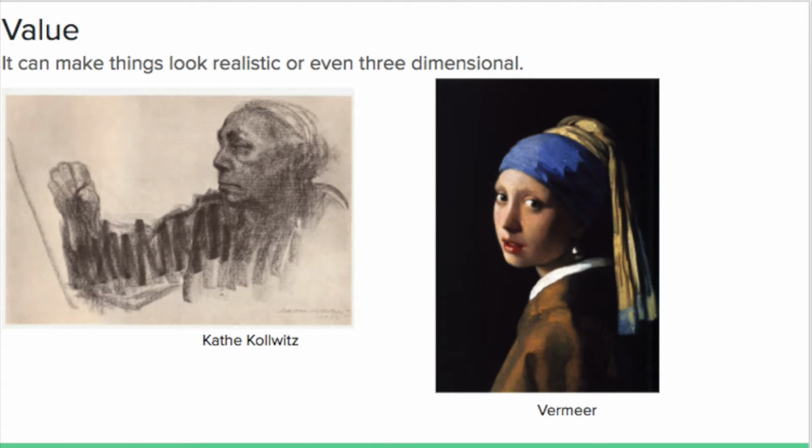Value can make things look more realistic or even three-dimensional by putting highlights and shadows in the correct place. When we look at Kathy Kollwitz's work, we see that she uses highlights and shadows to make things look 3D. And when we look at Vermeer's artwork, he uses color and puts the highlights and shadows similar to Kathy Kollwitz in the right place to make the person almost look realistic.